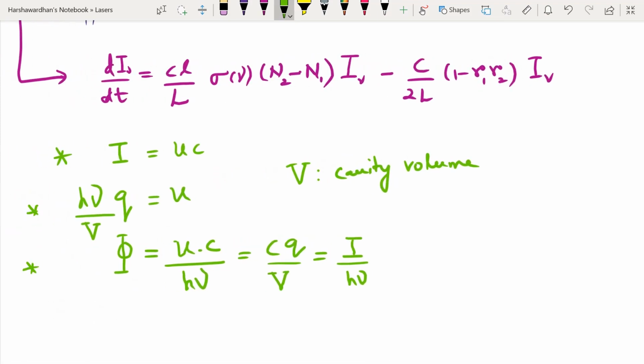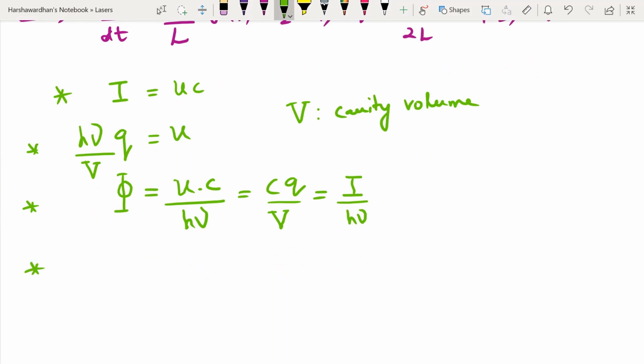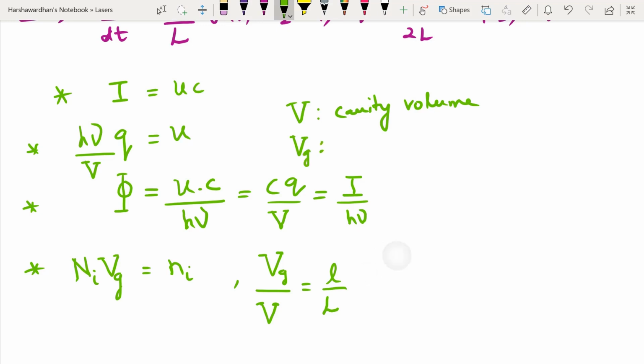We can write down equations equivalently for different aspects of the same thing. If I'm looking at the number density, that is the population N_i in state 1 or state 2, then if I multiply by the gain volume, and cavity volume is different from the gain volume, this quantity is simply the number of atoms in the ith state, because I'm multiplying number density with the volume. Similarly, the gain volume divided by the total cavity volume, since the cross-section area is identical for both, is simply the ratio small l over capital L. So just keep these in mind so that we can go back and forth between all these quantities, where Vg stands for the gain volume.